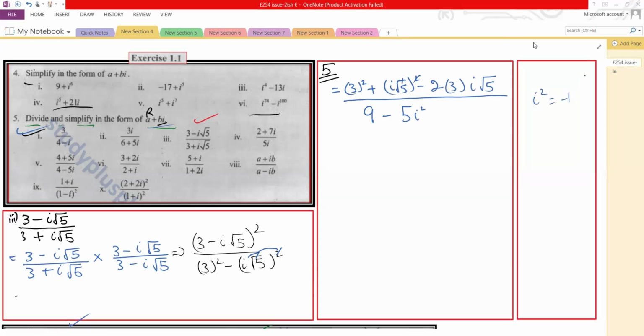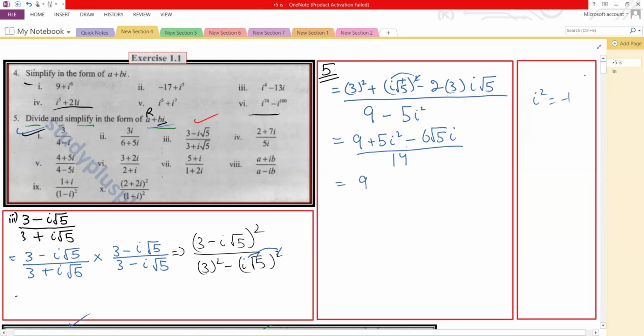So next, 3 times 3. So students, here what we will be having: 3 times 3 will become 9 and it will be applied here, plus 5 iota square minus 2 times 3 is 6 under root 5 into what? Iota. And in here we will be having, by putting iota square minus 1, 9 plus 5, that will become 14, right? Then here we will be having again this concept: 9 minus 5 minus 6. Here it is 6. 6 under the root 5 into iota.